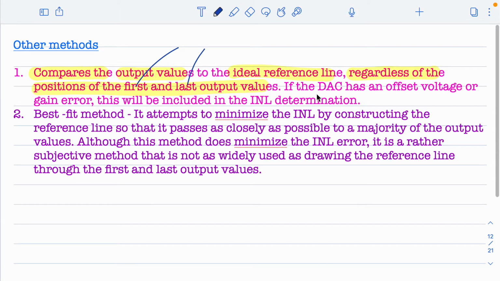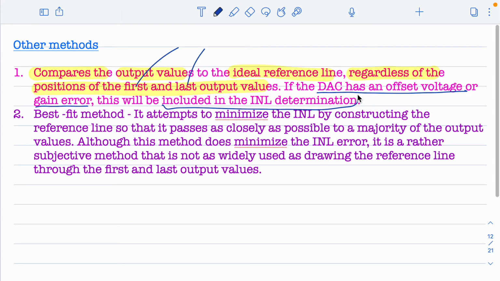Now the question is, what if the DAC has an offset voltage or a gain error? Offset error is when your input is 0, the output should also be 0. But if the output is not equal to 0, the first output value will be wrong. Now if I measure INL by drawing a reference line connecting the first and last output values, with the offset error, then we are including that error in the INL determination as well. So even though this is one of the popular methods, this INL determination in some way or other includes the offset error, right?